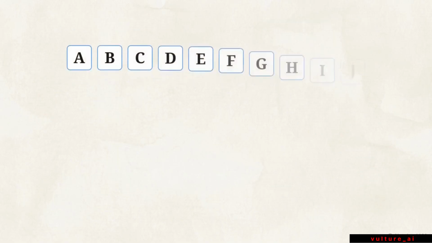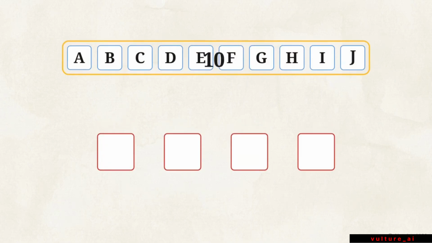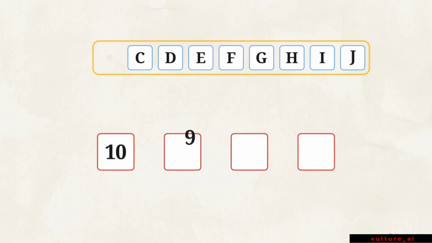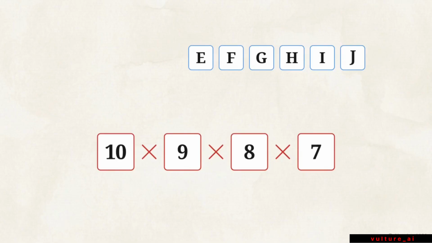We solve permutations using the box method. To build a 4-letter code from 10 available letters without repeating, the first box has 10 options. Without reuse, the next has 9, then 8, then 7. We multiply them to find total arrangements.